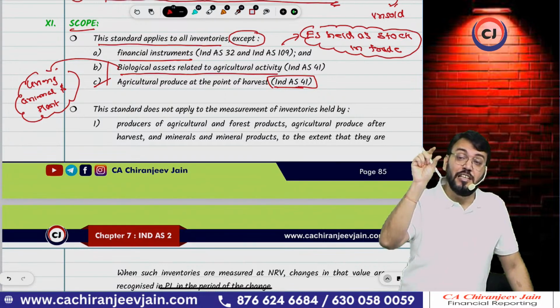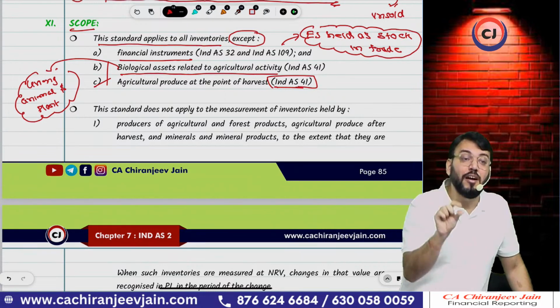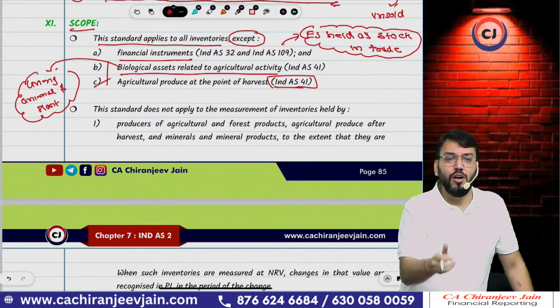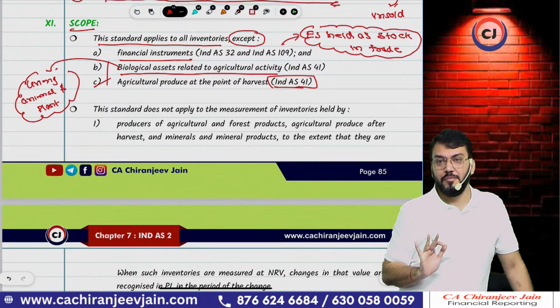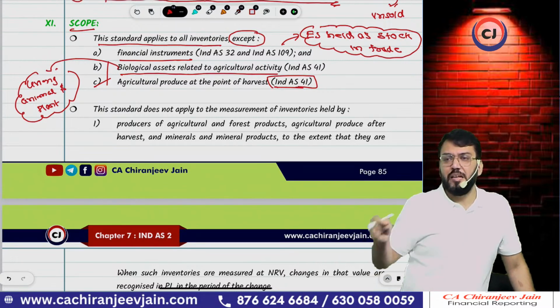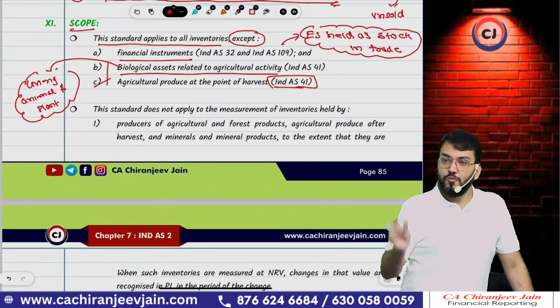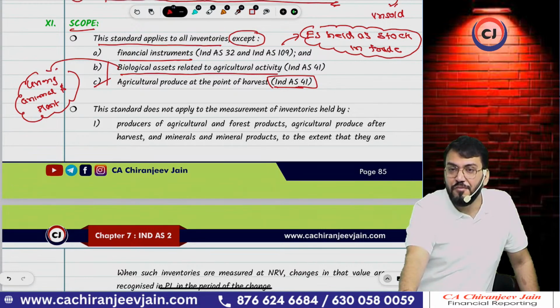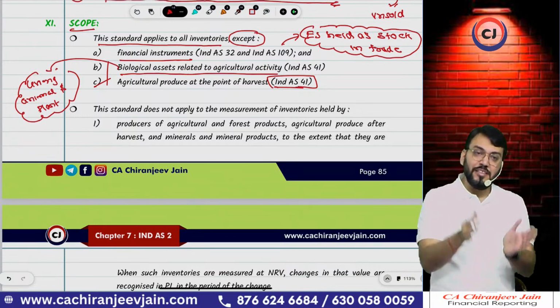There is one specific Ind AS for the measurement of fair value. Ind AS 113 is totally focused on fair value measurement. Whatever Ind AS we do after this will say at fair value, at fair value, at fair value. So whenever I say fair value, you will go to Ind AS 113. But that will be our last chapter, because how to measure that we will do at the end.